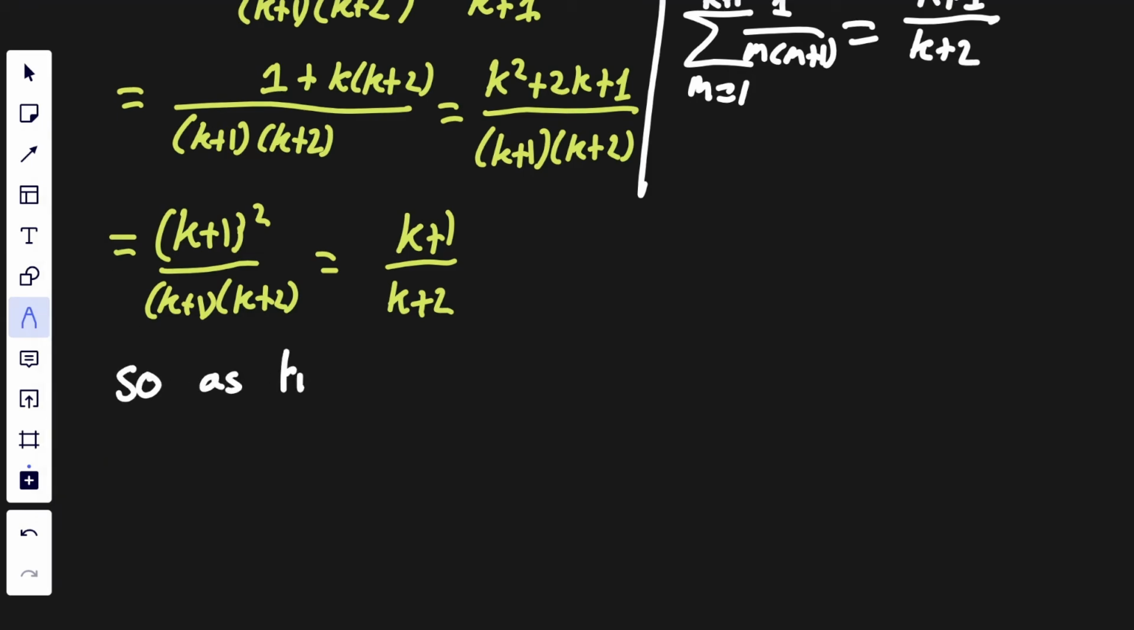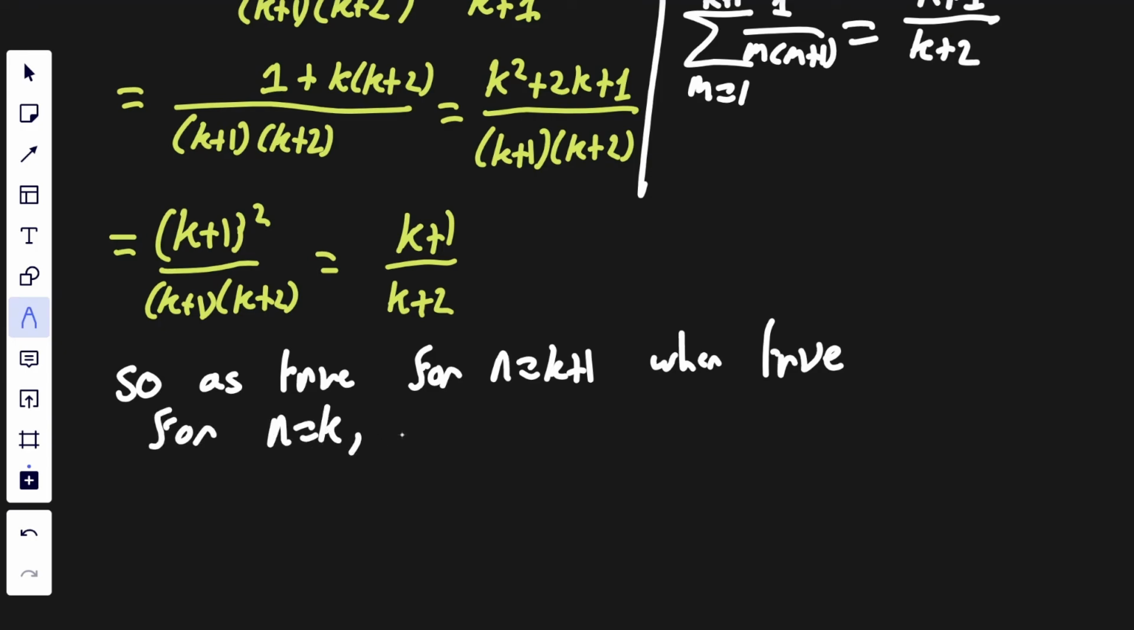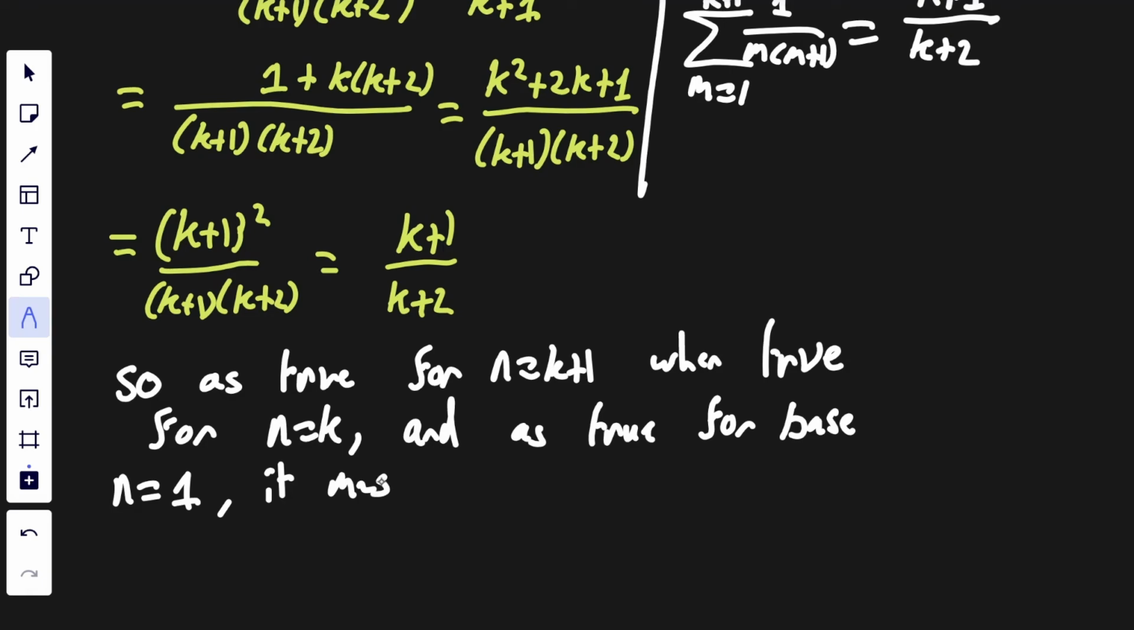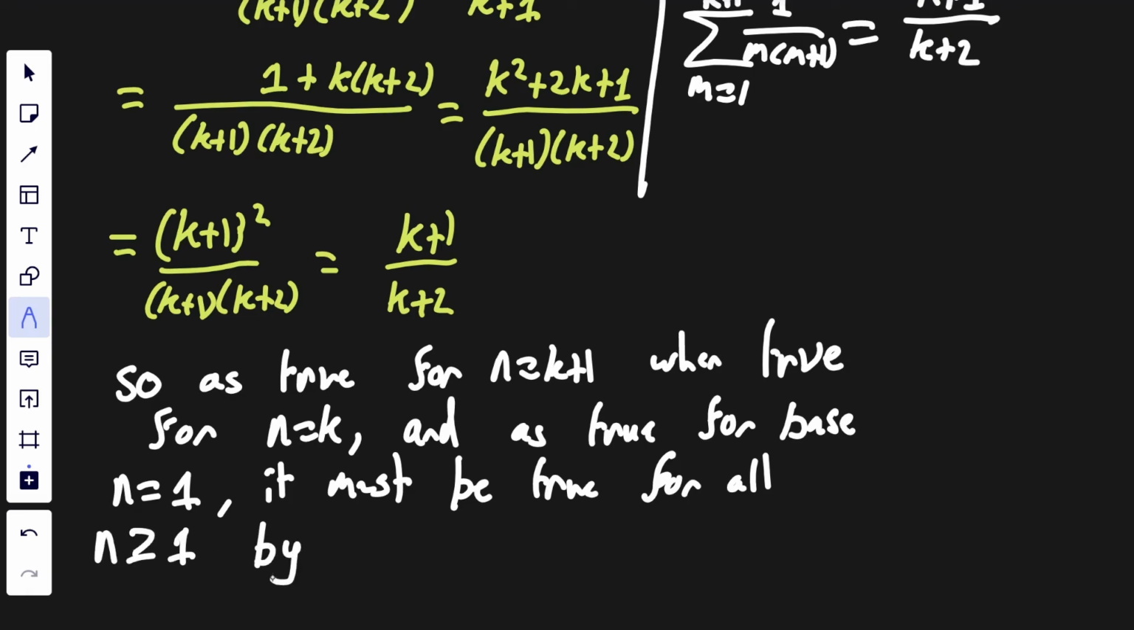So, as it's true for n equals k plus 1, when true for n equals k, and as it's true for our base case, n equals 1, it must be true for all n greater or equal to 1 by mathematical induction. So we've shown that our domino effect does in fact occur, and we showed that the starting domino is 1.